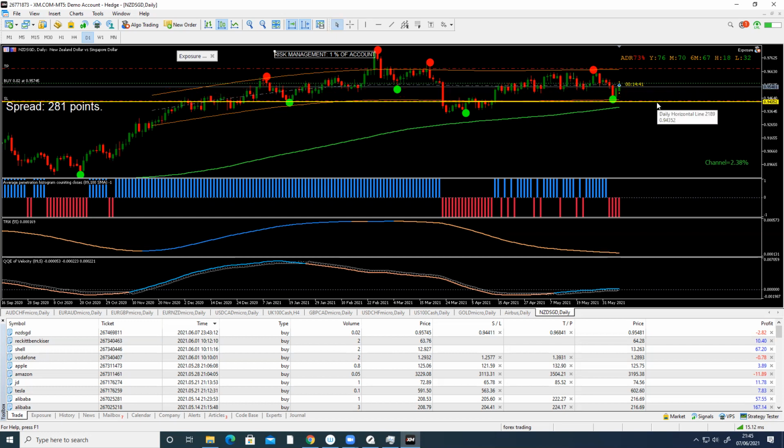Any other questions, guys? Yes, Marlon. What are the green and the red dots? When are they formed? They are formed when the market has moved to an extreme point. Right.